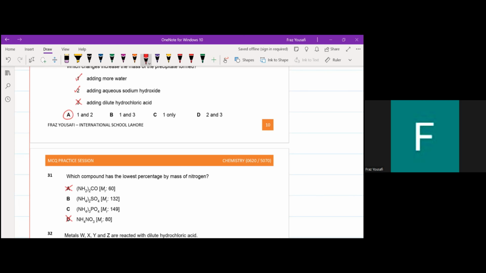So now you can pick between B and C. Again, you can eliminate only when the number of nitrogens are the same. The problem with C is that the number of nitrogens are not the same. So here's what we have to do for the other two. This is ammonium sulfate. This is ammonium phosphate.